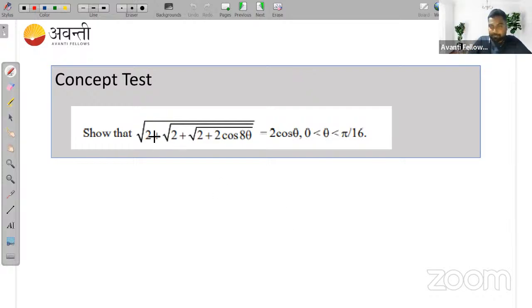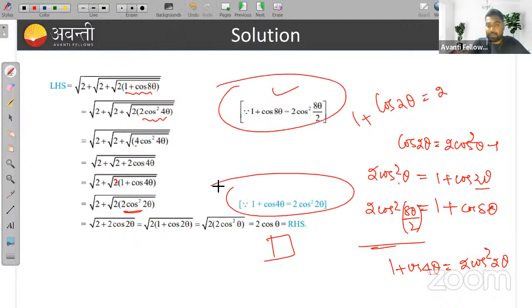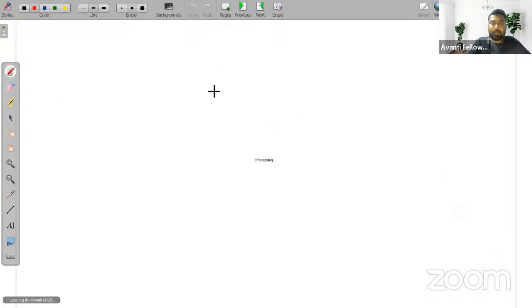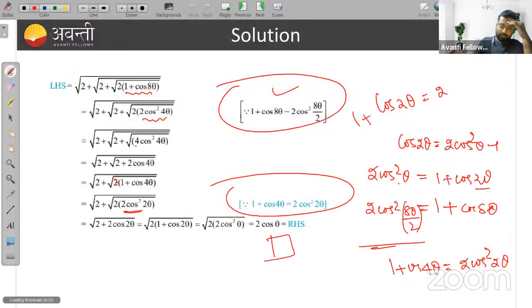Yes, this is the question, under root of 2 plus under root of 2 plus under root of 2 plus 2 cos 8 theta, है ना. तो ये हो गया मेरा. This is the answer, solution, है ना. फॉर्मूला क्या यूज हुआ है, these two formulae have been used in the last question, right? I hope this is clear now.